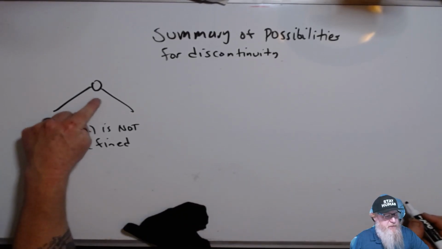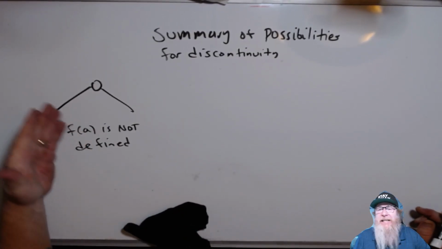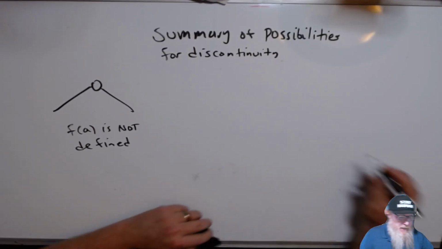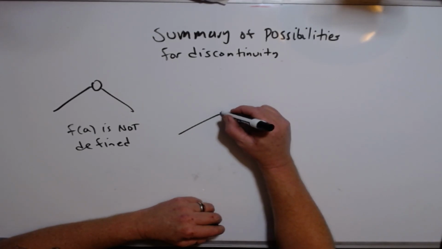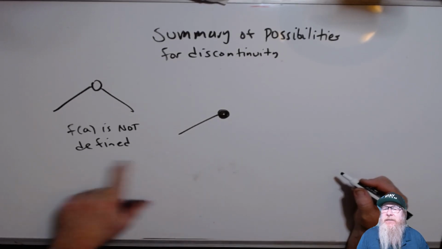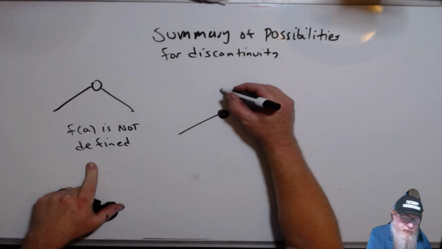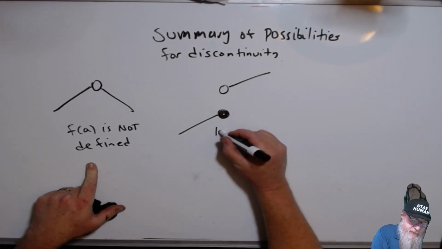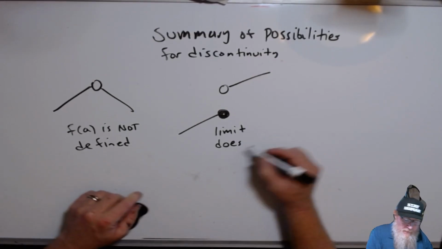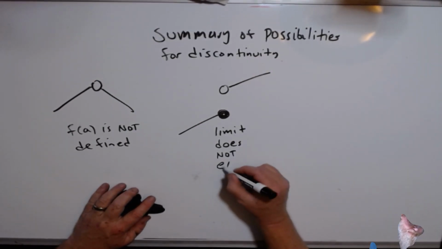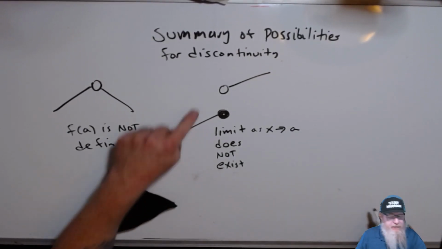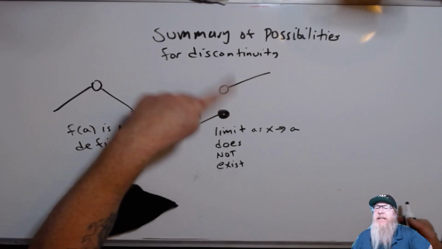All right, so that's one possibility where the point just literally is not defined. There is no value there. The second possibility is that the point is defined, so the first one is satisfied, but the limit doesn't exist. And again, it's the limit as x approaches a, and this is the x value a.